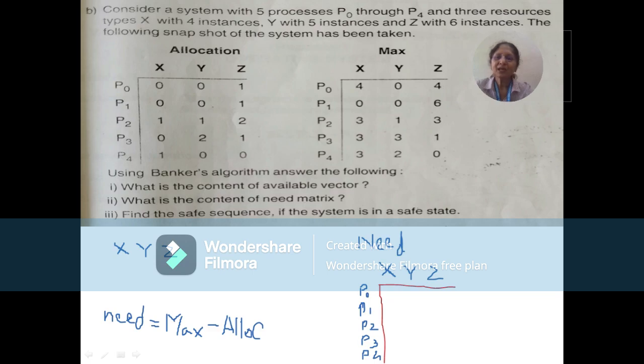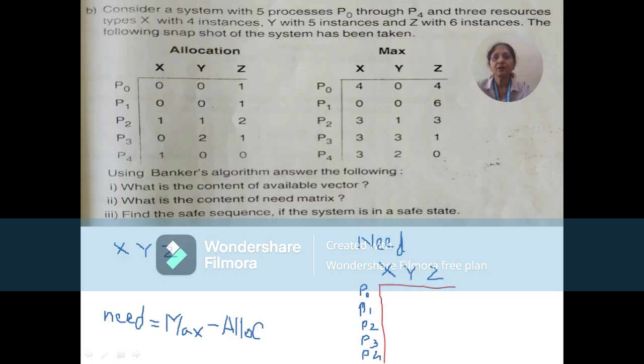Hello students, today I will be discussing Banker's algorithm which is used for deadlock avoidance. Let us see the question. In the question they have given that there is a system with 5 processes P0 through P4 and there are 3 resource types X, Y, Z and they have given also the instances of each resource.